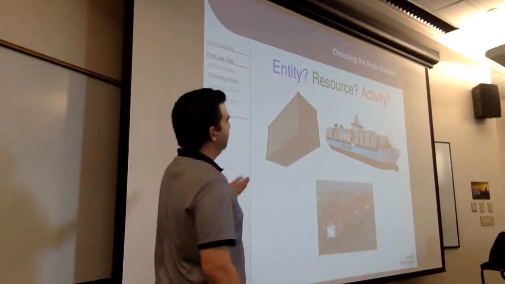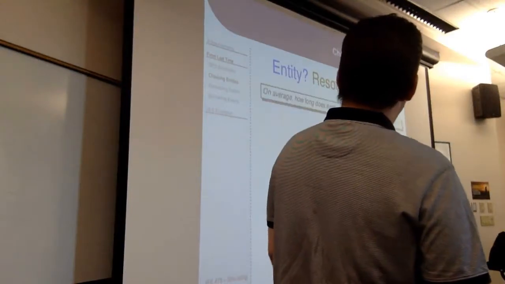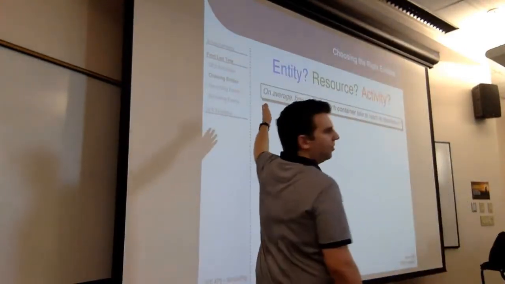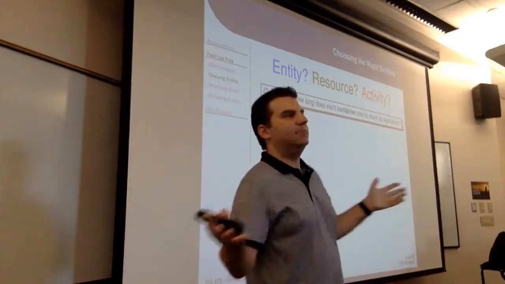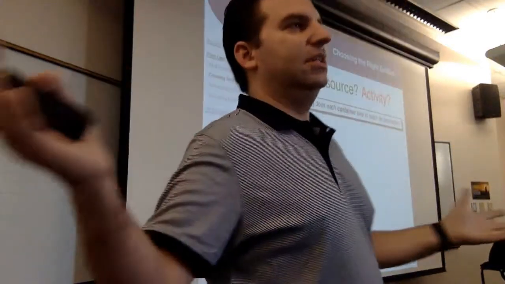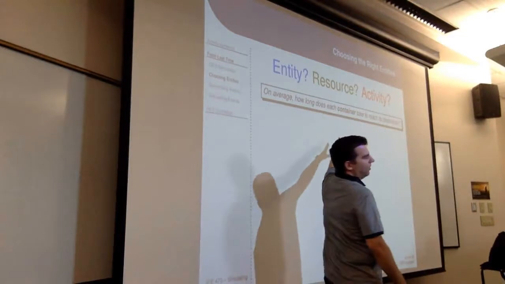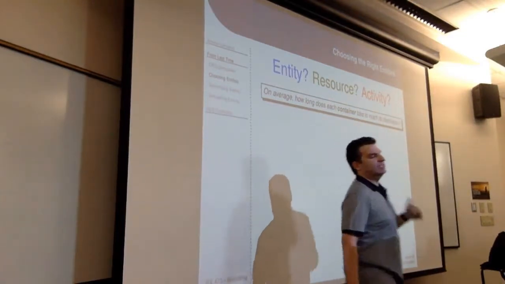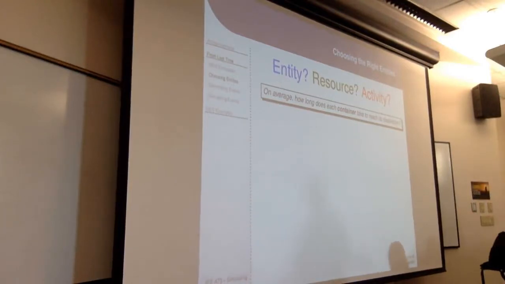So, what is an entity, a resource, or an activity? I'm giving you these quick examples here. It's all determined by your research question, your question of interest. Your boss comes to you. Let's say you work for a global international logistics company, and they ask, on average, how long does each container on a container ship take to reach its destination? So what do you think the entities are that you should model to answer this question?